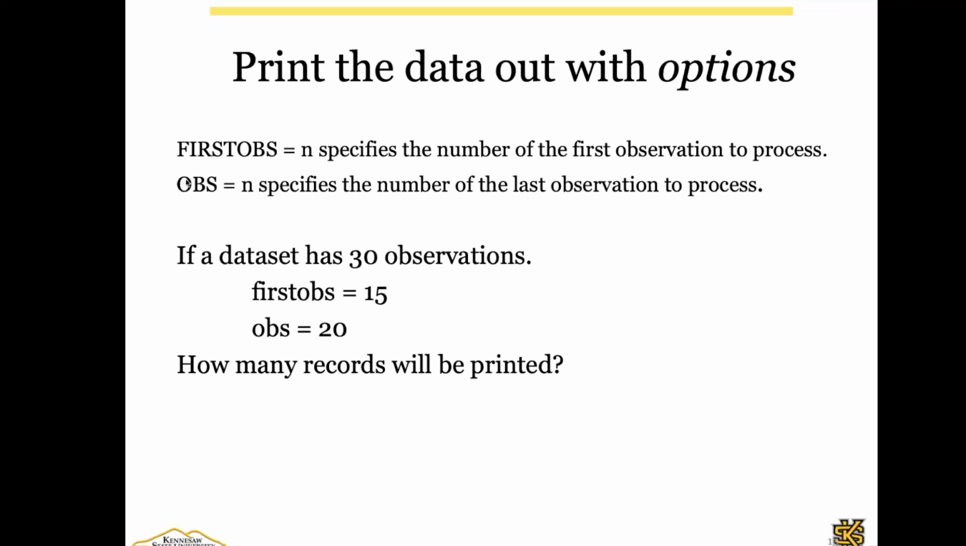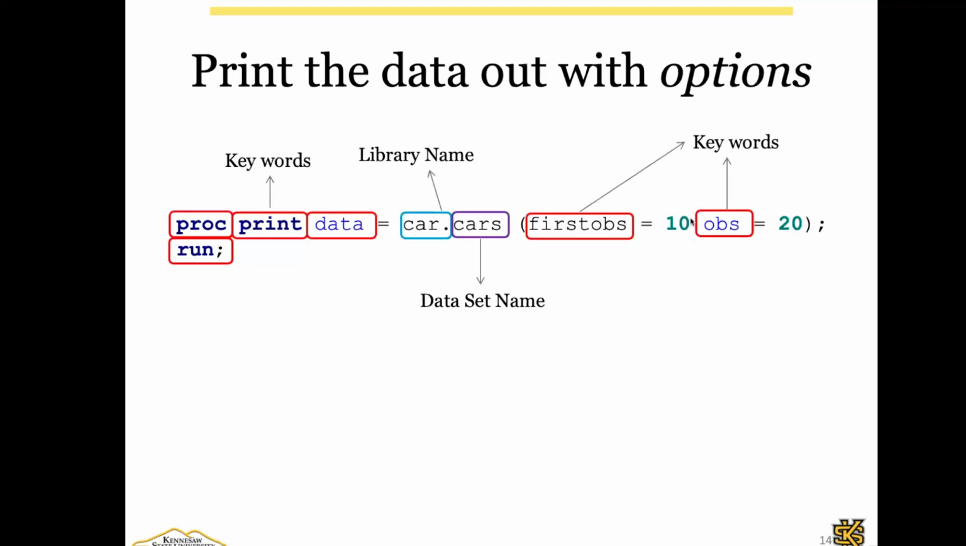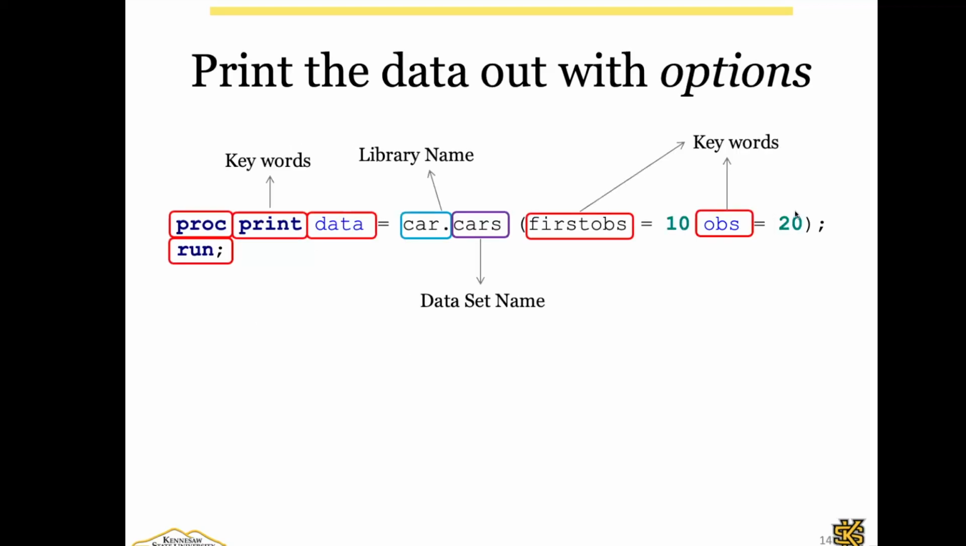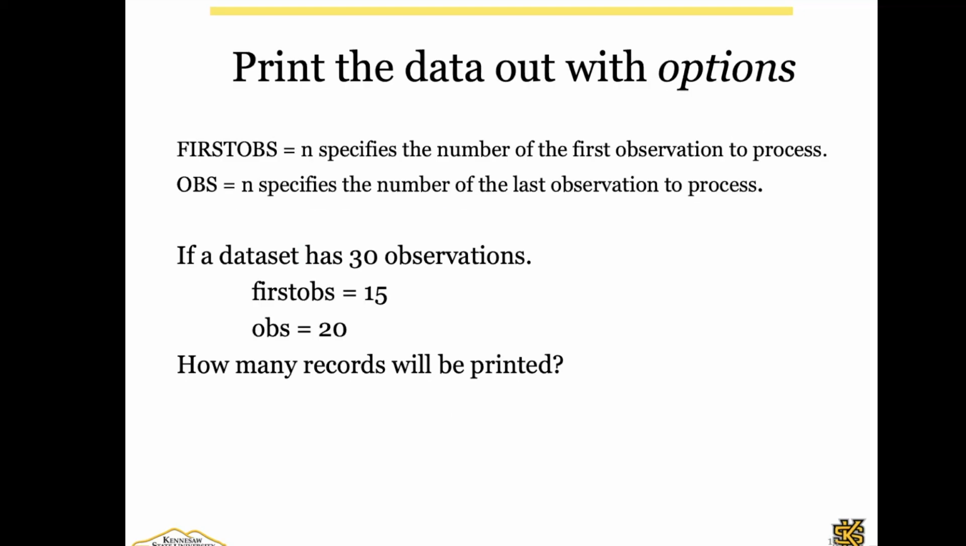As I mentioned, the first OBS keyword shows the number of the first observation to process. In the previous example, we started from 10. And OBS specifies the number of the last observation to process. In this case, it's 20. So it starts from observation 10 to observation 20. So let's see this example.